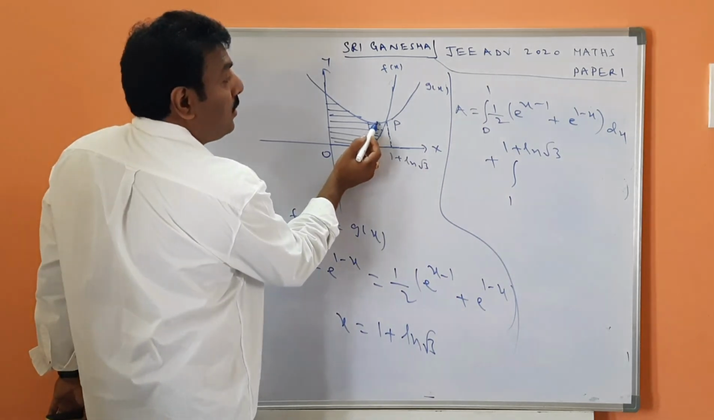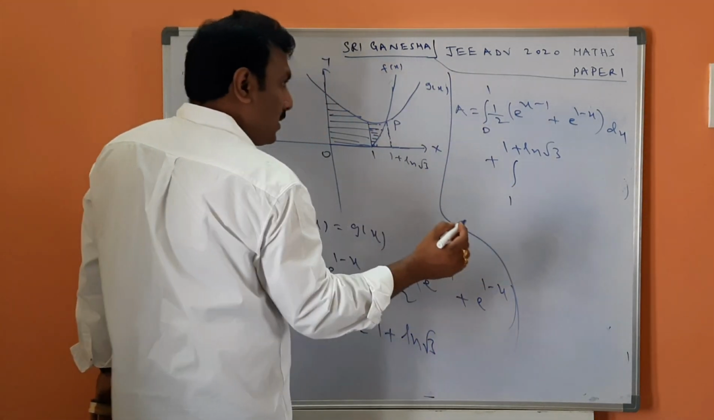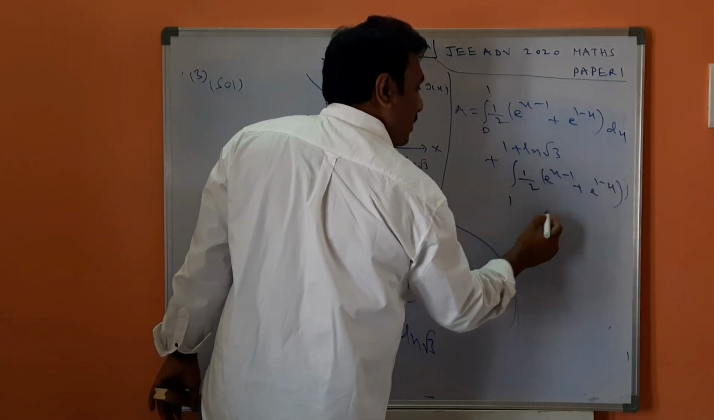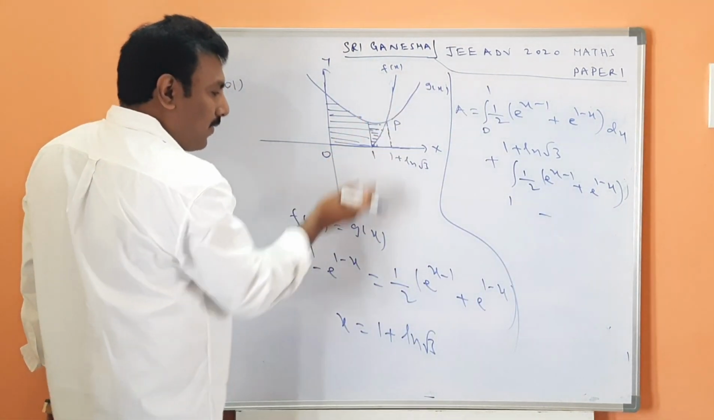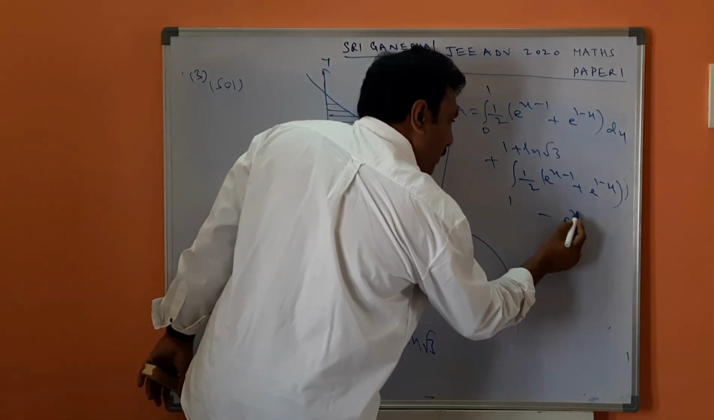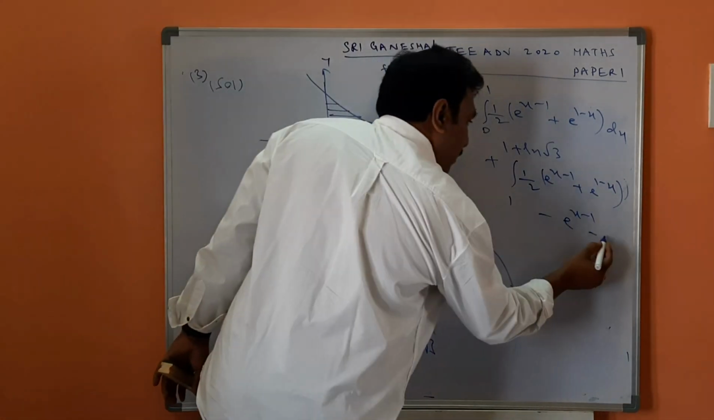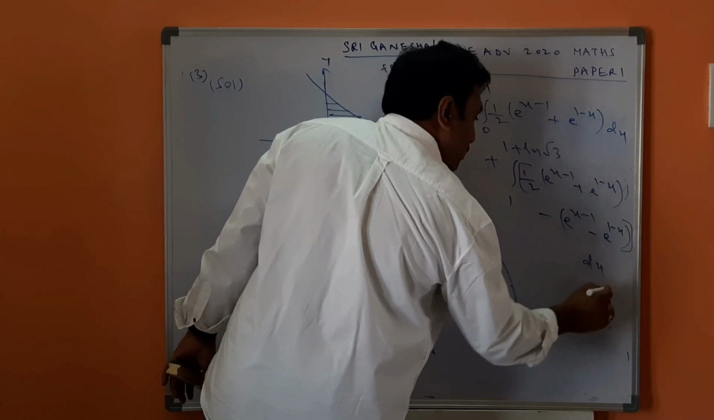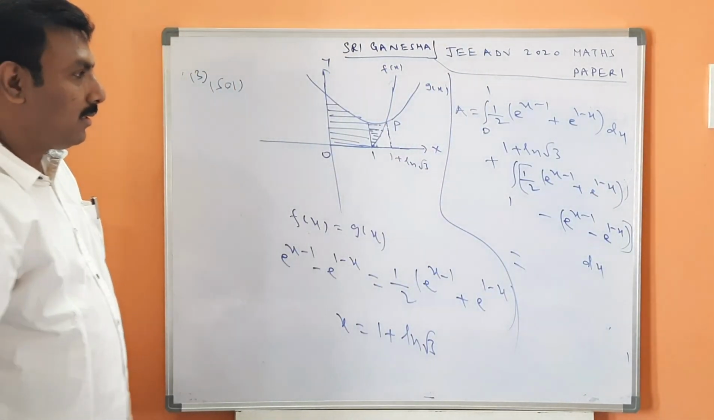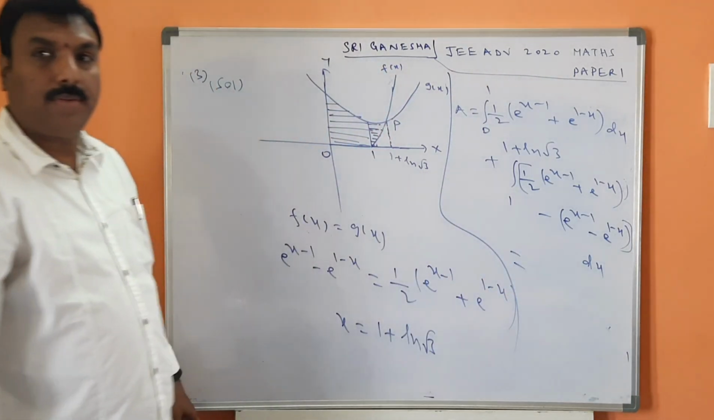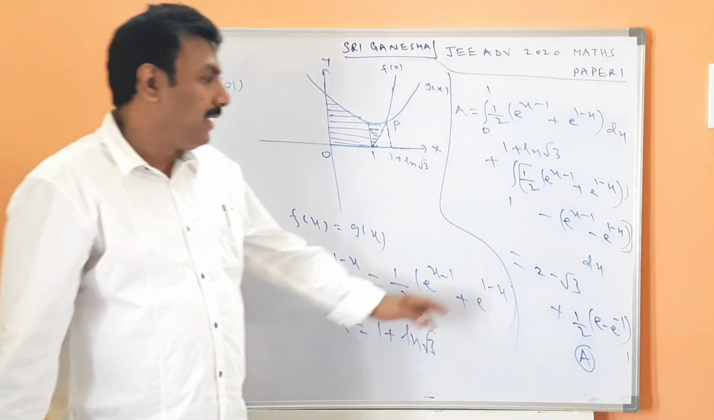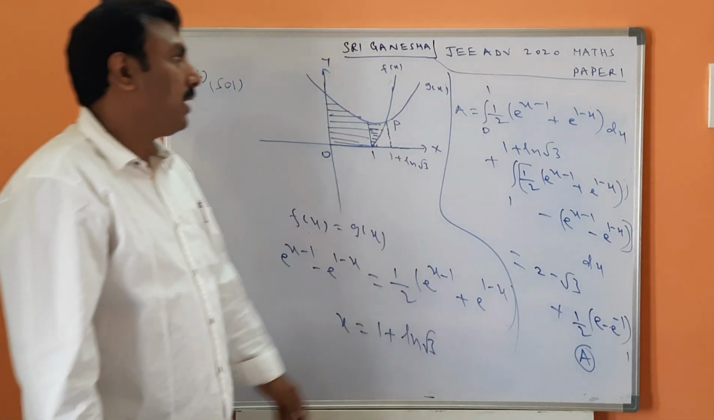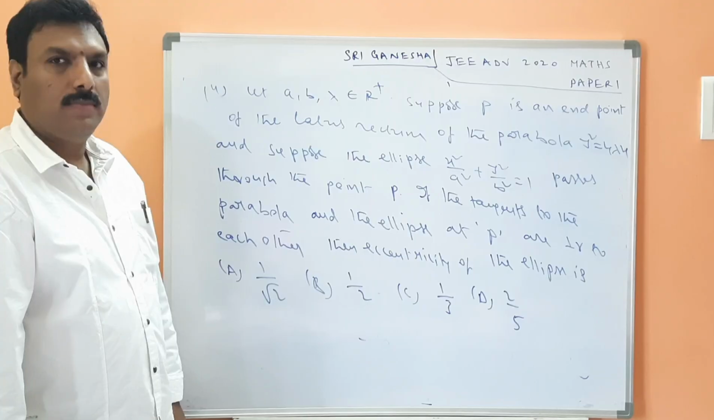Upper curve is g of x. What is g of x? 1 by 2 e to the power of x minus 1 plus e to the power of 1 minus x, minus lower curve. Lower curve is f of x. So that is e to the power of x minus 1 minus e to the power of 1 minus x, dx. So finally, on integrating we are getting 2 minus root 3 plus 1 by 2 into e minus e inverse. Option A is correct. Very lengthy problem.